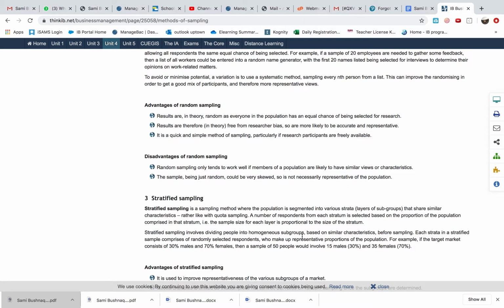However, random sampling tends to only work if members of a population are likely to have similar views or characteristics. Because if they have very different views, you might just pick that one guy that happens to hate that, and then another person that happens to like that, and then it could really skew the numbers. The sample being random could be very skewed in general. You might accidentally pick all men. It could happen, and then you completely miss out on the female perspective.